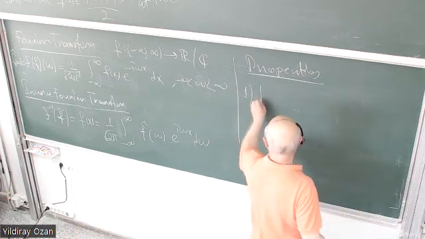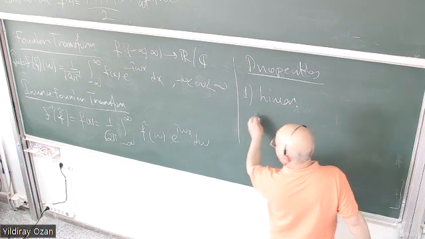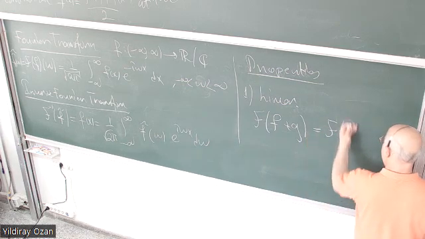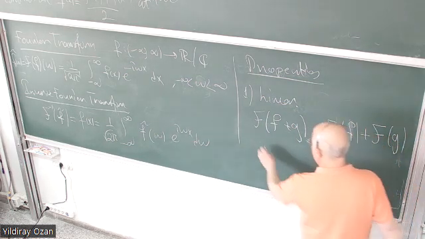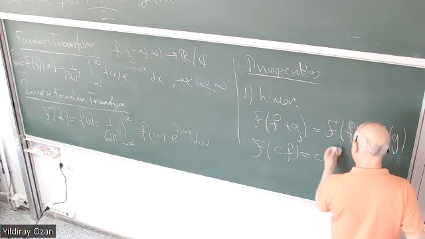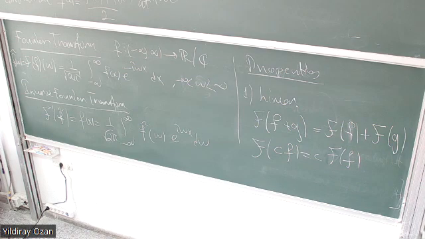It is linear, right? I mean, if you have f plus g, then of course this is just f plus g, or some constant times f is just c times f. It is linear. What else?